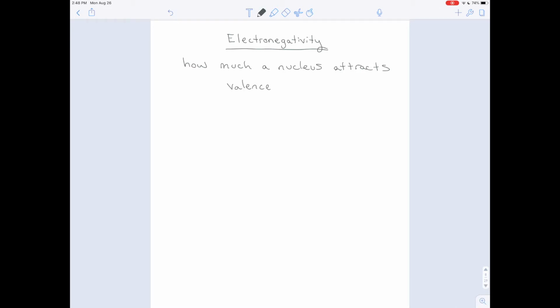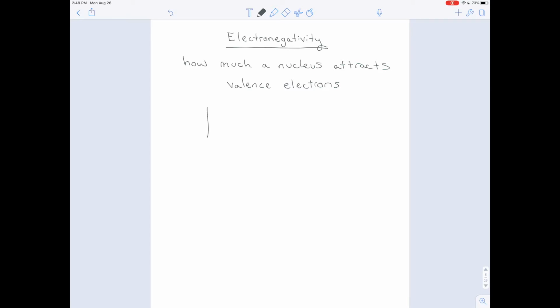So you know the nucleus has all those protons in them. Those have a positive charge. They're going to attract electrons. Electrons wrap around the nucleus in layers. The outermost layer is the valence layer. So how much does a nucleus attract those outermost electrons? And those valence electrons are the electrons in bonds. So the electronegativity tells you how much an atom, a nucleus, is attracting the electrons in a bond.